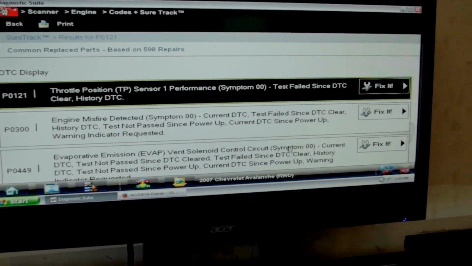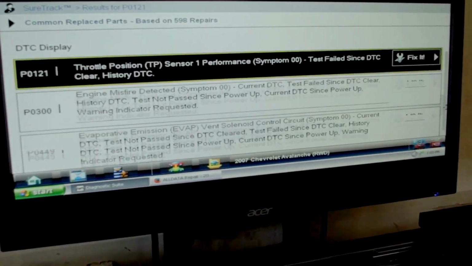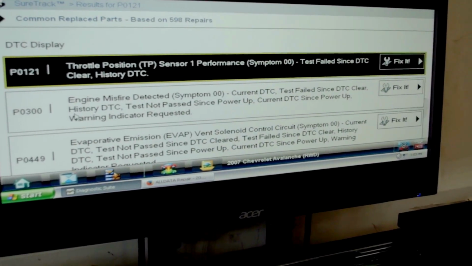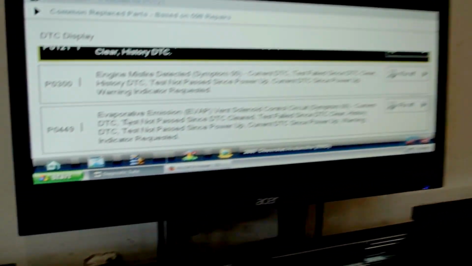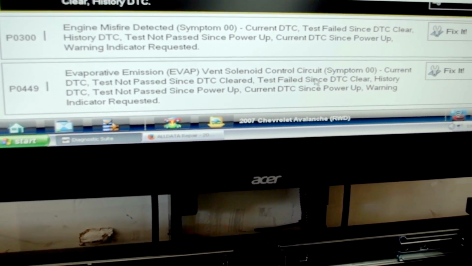Oh boy! So if I went to AutoZone, I would get this right here. They would say, well, you got a P0121. Would they be able to diagnose that as a throttle position sensor problem? Good luck. We got the engine misfire code, which is pretty obvious, right? Because it is misfiring at this point. We've also got this thing called the P0449 EVAP. I call it EVAP, evaporative emissions vent solenoid control circuit.